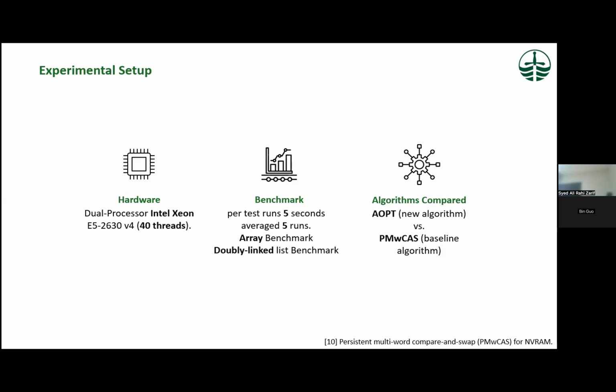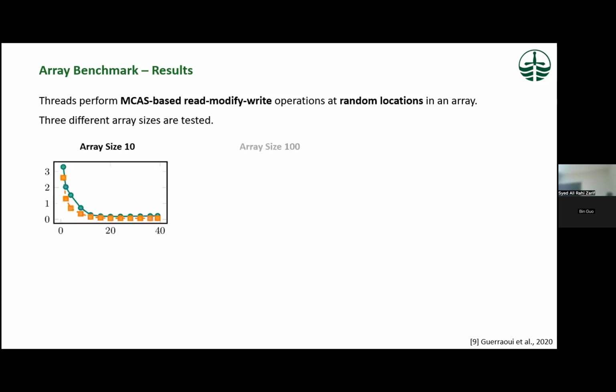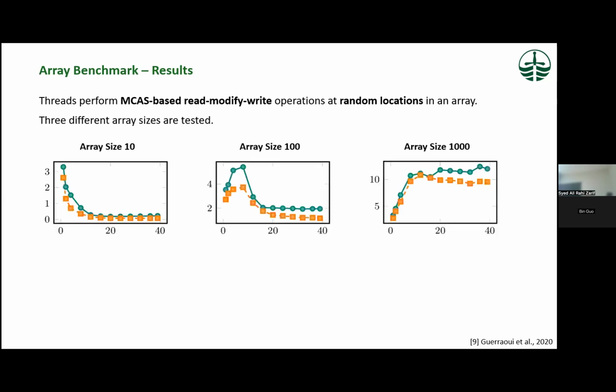So in this test, they have compared AOPT, the newly proposed algorithm, and PMWCAS, which is persistent multi-word compare-and-swap, and its volatile version was checked as the baseline algorithm. Now, the threads perform MCAS-based read, modify, and write operations on random memory locations here. And there are 3 different array sizes tested in this process: arrays of 10, 100, and 1000.